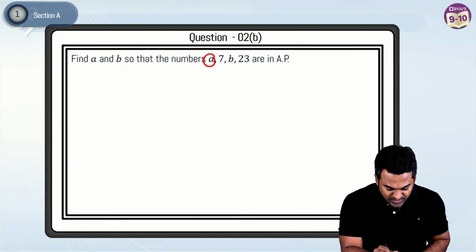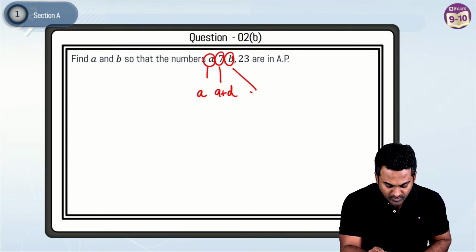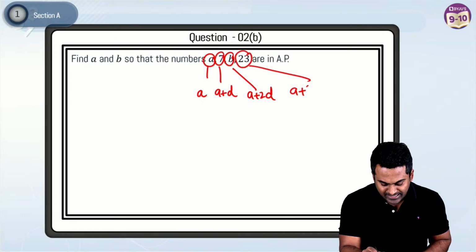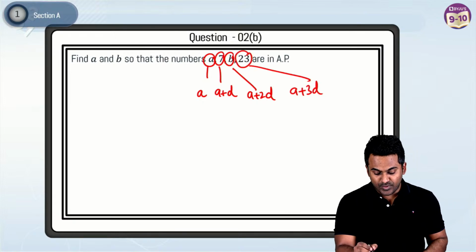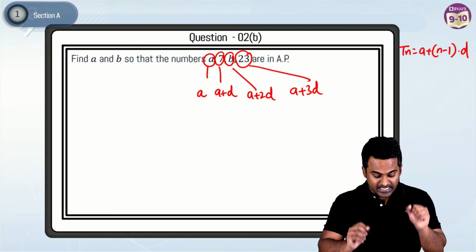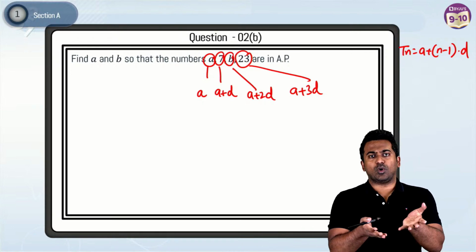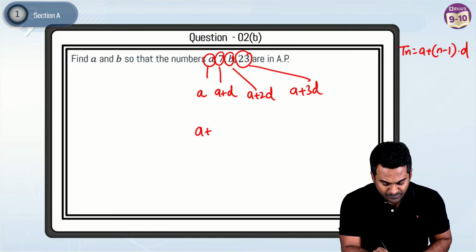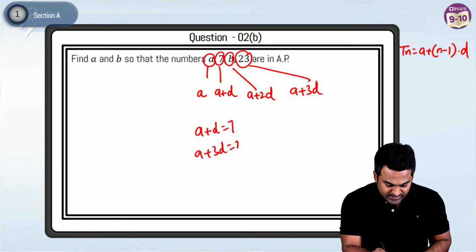Okay, so if I consider this as the first term A, I can consider the second term as A plus D. The third term will be what? A plus 2D. And let's just say this is the fourth term, then that is going to be A plus 3D, because we all know the nth term is what? A plus n minus 1 multiplied by D. So use whatever is given. Now you know that A plus D is equal to 7 and A plus 3D is equal to 23.